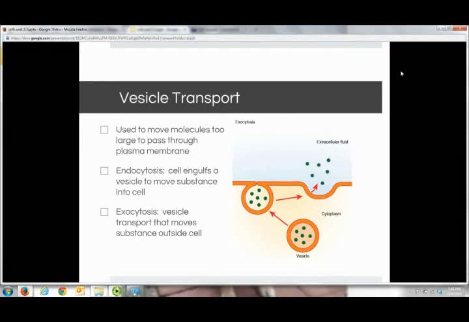Endocytosis is going to be when a cell engulfs a vesicle and it allows the substance to move into the cell. Exocytosis is essentially the reverse of the process. The vesicle is used to transport the substance to the outside of the cell.